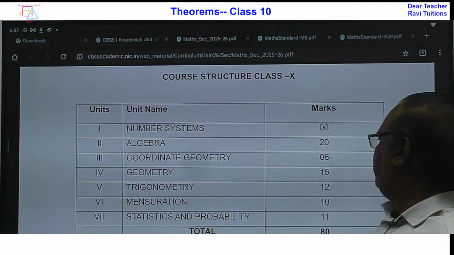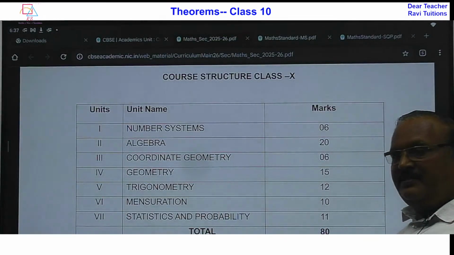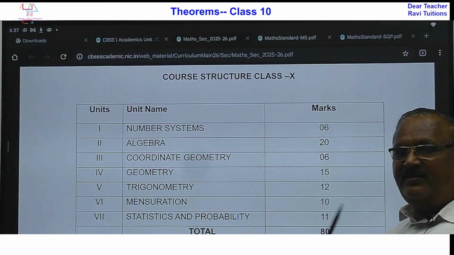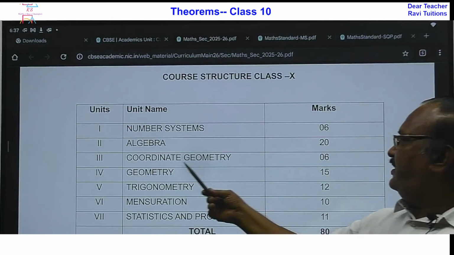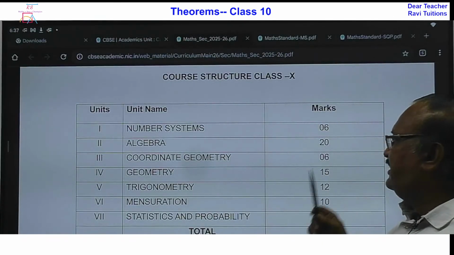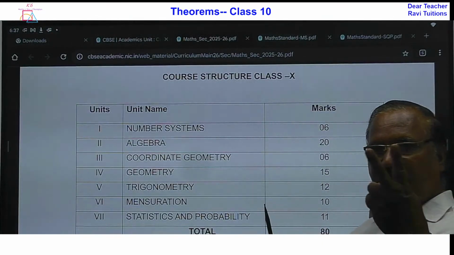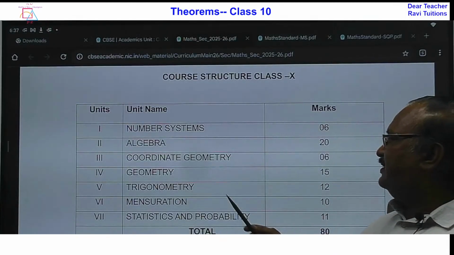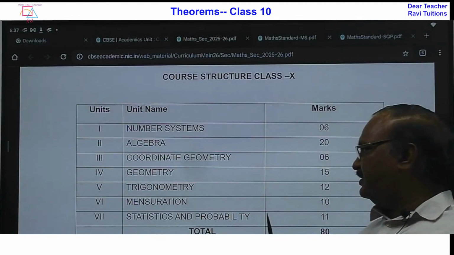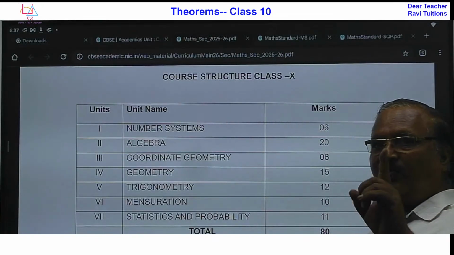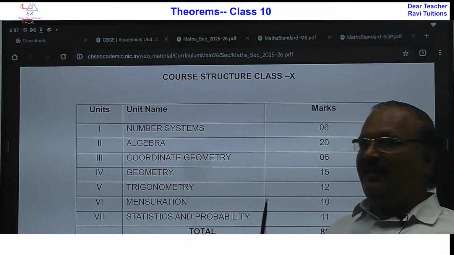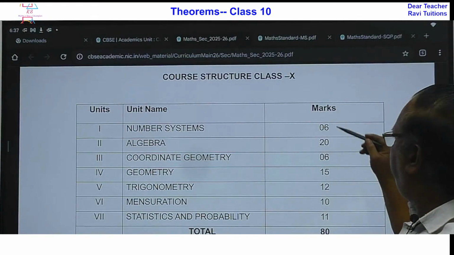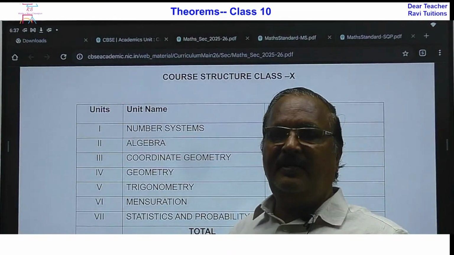Geometry, 15 marks. So you just see here 80 marks. This is only the subject division, not the objective. MCQs are not given, so the marks will increase. Coordinate geometry, only one chapter, 6 marks. Geometry, 2 chapters, 15 marks. Trigonometry, again 2 chapters, 12 marks. Mensuration, only one chapter, 10. Statistics and probability, 11.